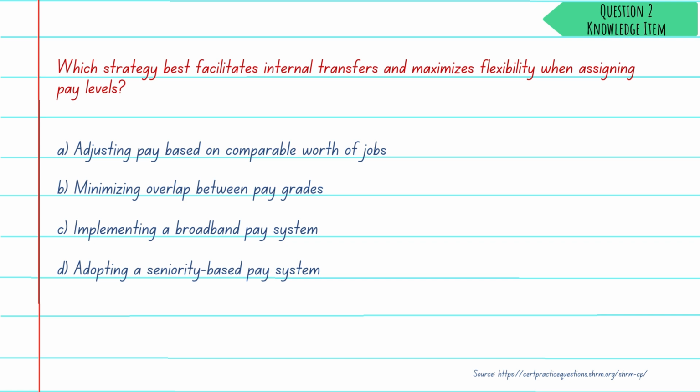Adjusting pay based on comparable worth of jobs is usually an attempt to remedy pay inequality across gender and racial lines. Minimizing overlap between pay grades often creates a need for larger pay increases for internal promotions. This can also discourage an employee from transferring to a new position by increasing the likelihood that the employee must take a pay cut for the new position.